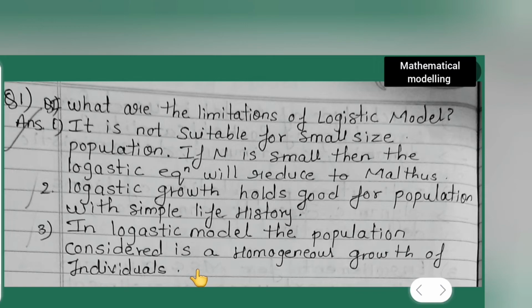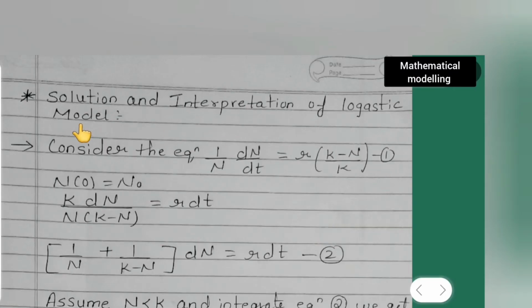Next, let us see the solution and interpretation of the logistic model. You all have to consider this equation, that is (1/N) dN/dt is equal to r times (k minus N) upon k. Take it as equation 1. The condition is what? N(0) is equal to N naught.